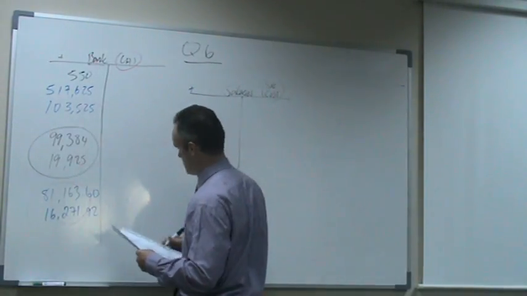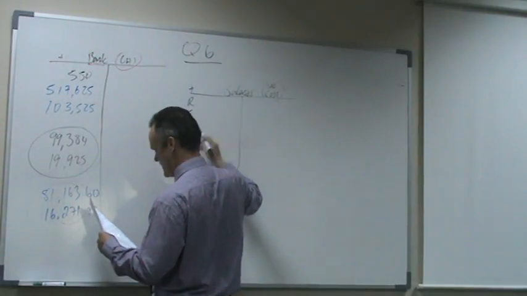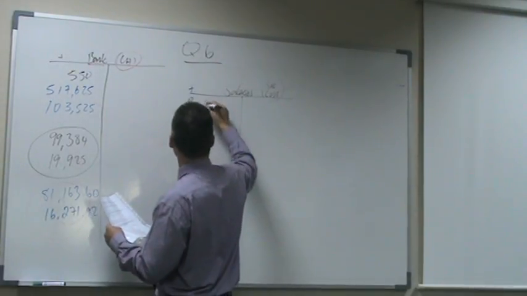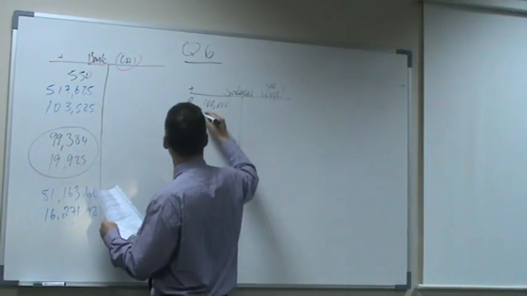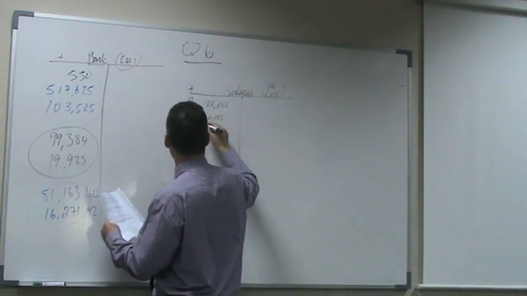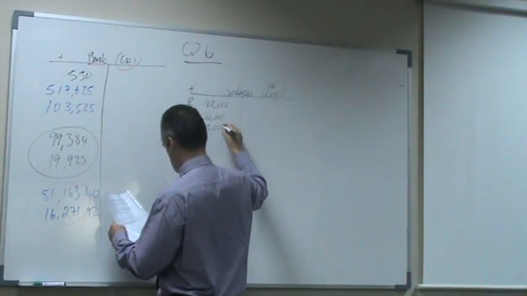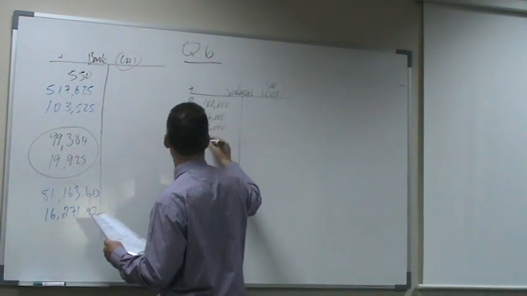And the salaries were rooms, food, beverages, and telecoms. Rooms, 100,000. Food, 156,000. Beverages, 85,000. Telecoms, 1,200.